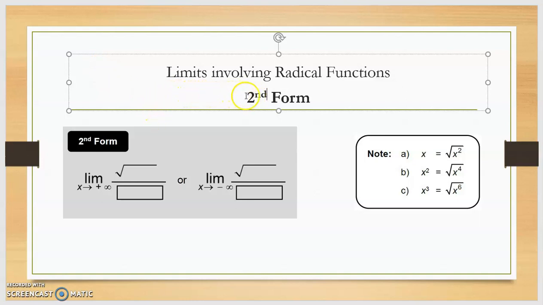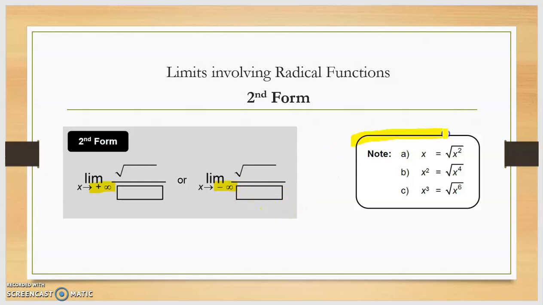Now we look at the second form of the limit involving radical function. In the second form, only one radical can be on the numerator, or the radical can be in the denominator. The difference you have to pay attention to is that one approaches positive infinity, and the other approaches negative infinity. So you have to be careful. The radical can be on the numerator or on the denominator.